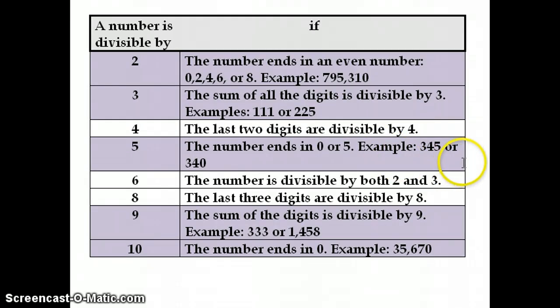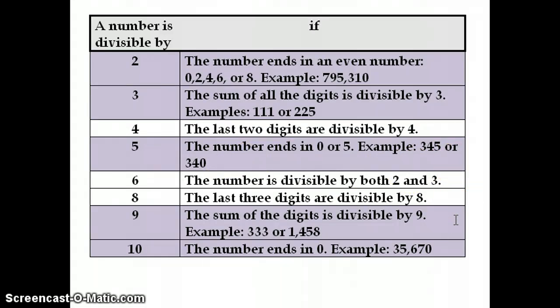The next one we're going to look at is the rule for 5. If a number ends in 0 or 5, then we know that it is divisible by 5. So here are a couple of examples. 345, we look at the last digit, it's a 5, so we know it's divisible by 5. 340, look at the last digit, it's a 0, so we know that that number is divisible by 5.